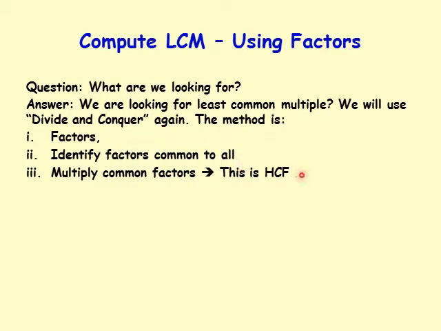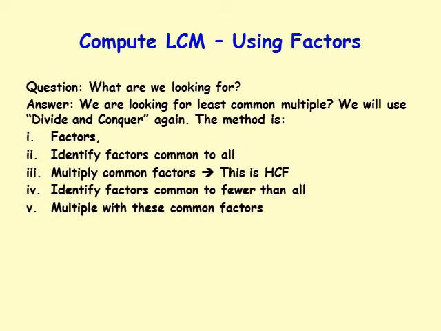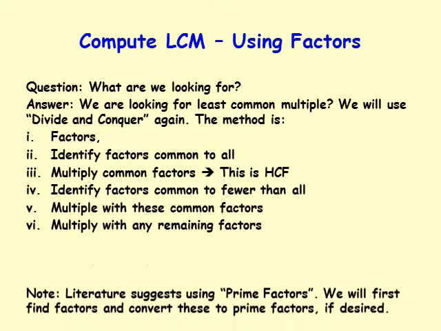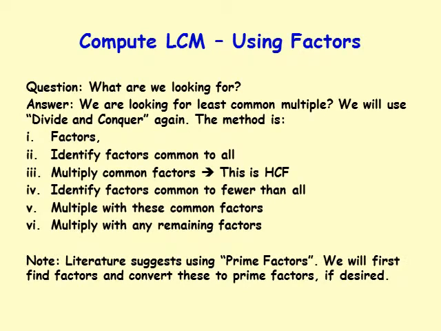So far we have done that in the previous video. Identify factors common to fewer than all, multiply this HCF number with these common factors, and multiply with any remaining factors which are common to only one. Note, literature might suggest using prime factors. We will just use the factors we can think of and then convert these to prime factors.